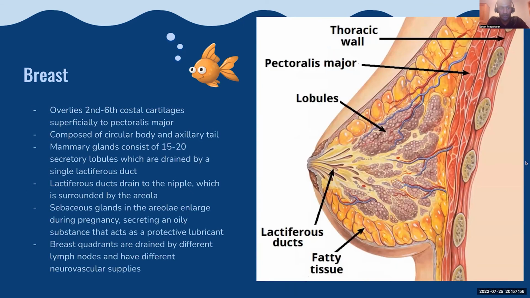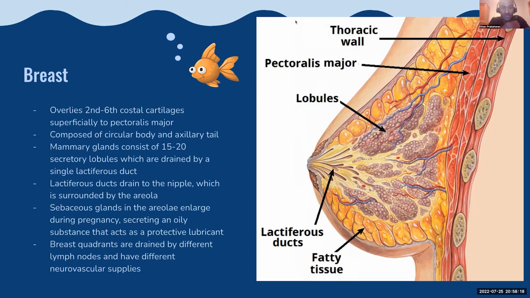And last of all, we've got a little bit of anatomy of the breast. So it overlies the 2nd to 6th costal cartilages and lies superficial to pectoralis major. So we have the breast here, and the muscle that you can see under it is pectoralis major. So using anatomical terminology, that lies deep.